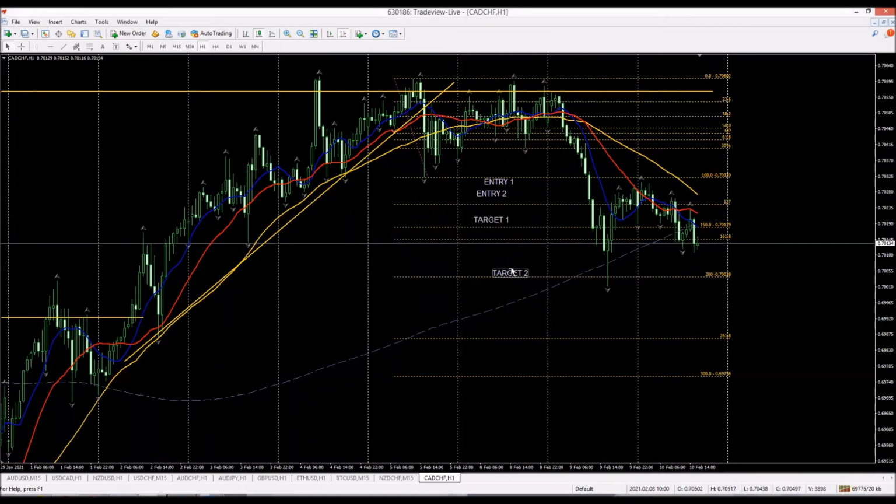Target 2. So this is target 2. Here's target 1. Entry 1. Entry break 2. So you see it pull back. We get in on the break, or you can get in on the pullback here. Right? But once we've got in on the break, boom, and we're straight to target. Beautiful trade.